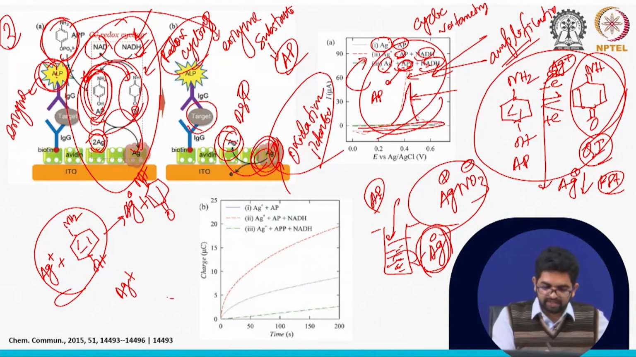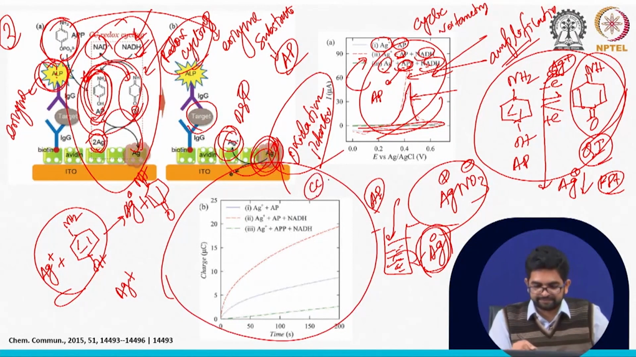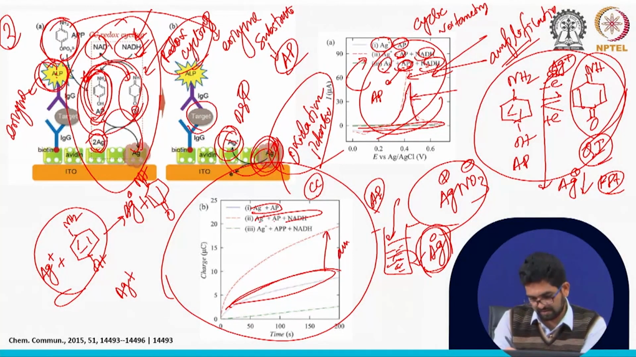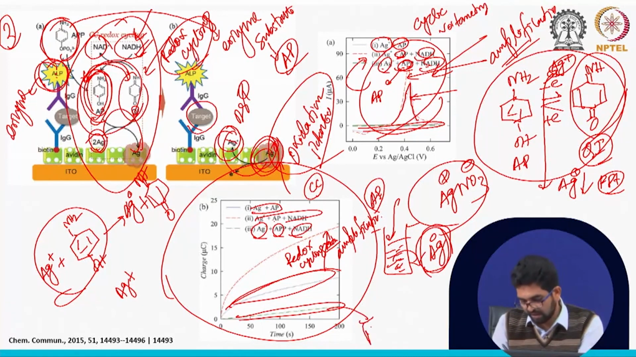See here in this diagram, this is chronocoulometry. You see, when silver plus and aminophenol are present, we are getting very high current, this one. Now, if you add silver plus, aminophenol, NADH, see the current increases, meaning amplification. This is because of the redox cycling amplification, right? Here is a redox cycling reaction. You see, at the very beginning, if you have Ag plus, APP, NADH, there is almost very low current, meaning this is your background.